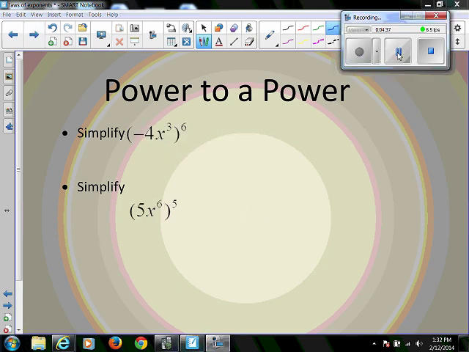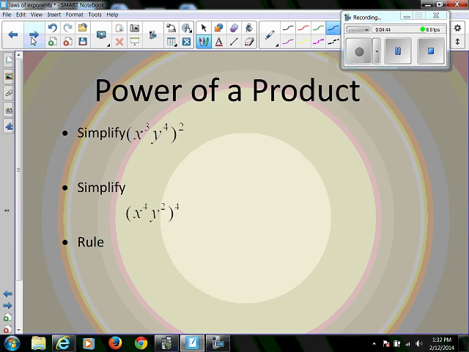I'd like for you to try these two problems using the rule from the previous slide. Now we have a power of a product. What do we do here? Well, let's break this down. Act like we don't have y to the 4th. Let's just rewrite it.